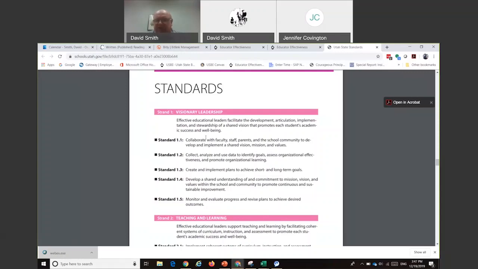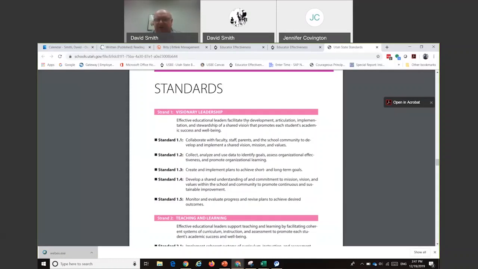So each one of these standards breaks it down a little bit more: collaborating with faculty, staff, parents, and the school community to develop that vision, using data to get to that vision, creating plans that include short and long-term goals, developing a shared understanding and commitment to the vision within the school and community, and then monitoring and evaluating progress and revising plans. So that would be a school improvement plan. So that's the way that looks.